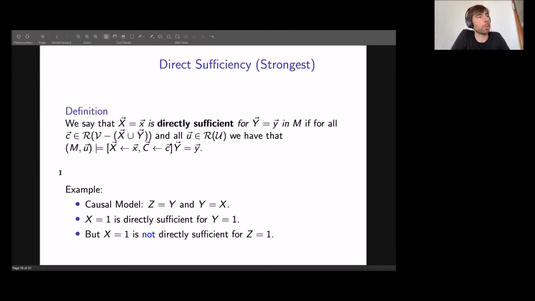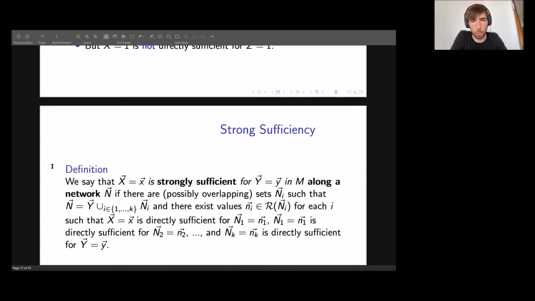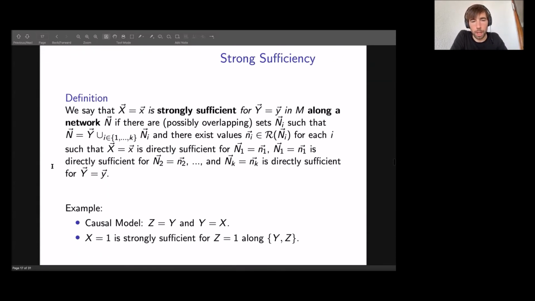And what is an obvious suggestion? Take a transitive closure, because that's what I've used informally as well for my reasoning. X determines y, y determines z, therefore x determines z. And that notion of sufficiency is what I call strong sufficiency. And I'm not going to read it. Essentially, it does what I just said. It takes a transitive closure of direct sufficiency.